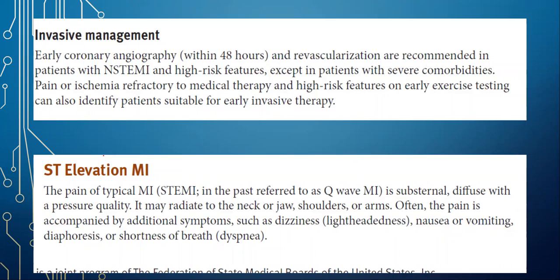Coming to the invasive management. Early coronary angiogram within 48 hours and revascularization are recommended in patients with non-ST elevated MI and high-risk features. You might be thinking, why am I just going to stop after giving the heparin in a non-ST elevated MI patient? No, it's not like that. They're asking what is the most important thing for a non-ST elevated MI patient, to not have any further clot, right? So that's why we are giving heparin. That doesn't mean that we are not going to manage the patient further. This patient will need a coronary angiogram, ideally within the next 2 days. When we do the coronary angiogram, most likely we will find some block, and based on how many vessels are involved, you can either stent or do bypass grafting. Is this understandable for everyone, how we treat the non-ST elevated MI patient?